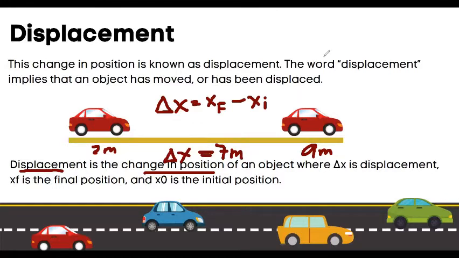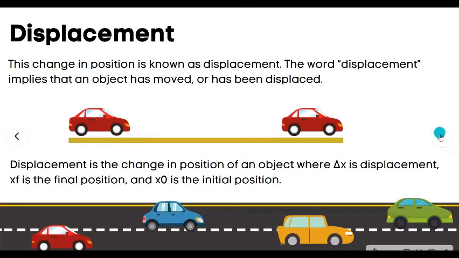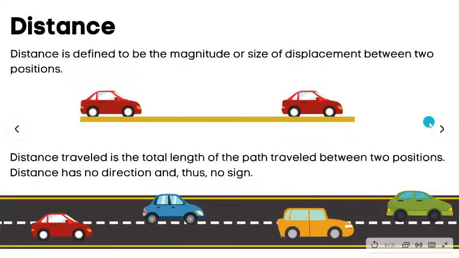All right. Now, what's the difference between displacement and distance? When we say distance, this is defined to be the magnitude or size of displacement between two positions. The distance traveled is the total length of the path traveled between two positions. So the distance has no direction and thus no sign.